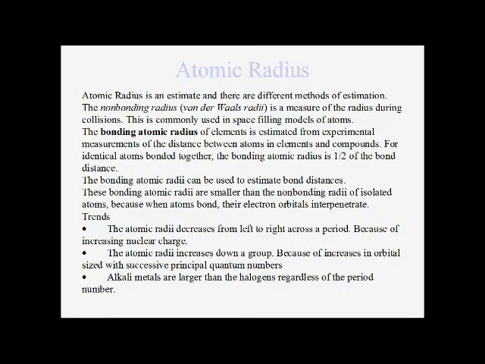So the trends on atomic radius, the biggest obvious trend is that as we go down a group, any group, we are going to increase the radius of the atom because we are adding on additional electron shells. As we go from left to right across a period, we are going to be decreasing the atomic radius.